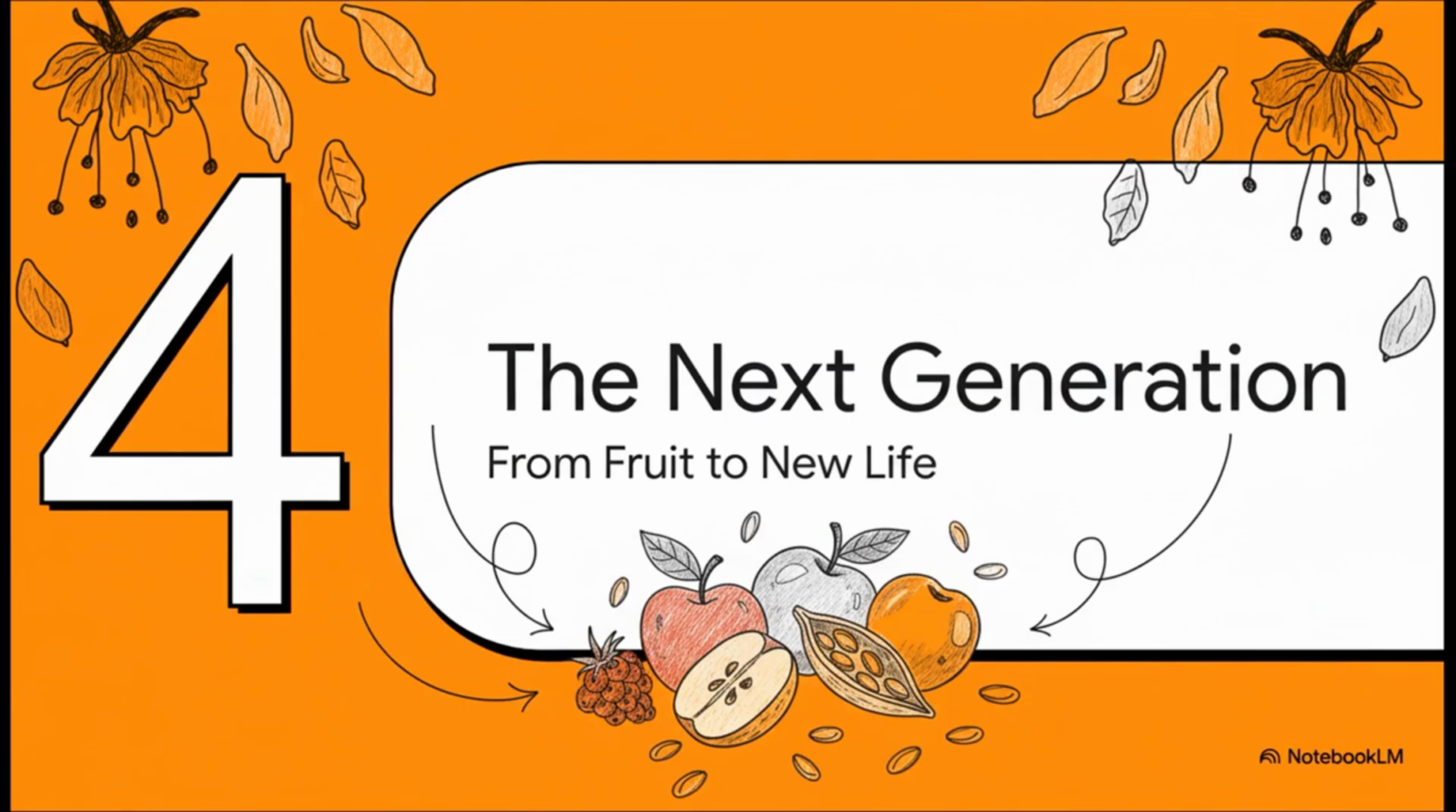Okay, so pollination happens, fertilization is a success, what's next? Well, the flower's job is done. The pretty petals wither and fall off. Mission accomplished. The plant now switches gears and pours all its energy into its final, most important project, creating the next generation. And that means developing the fruit and, of course, the seeds inside it.